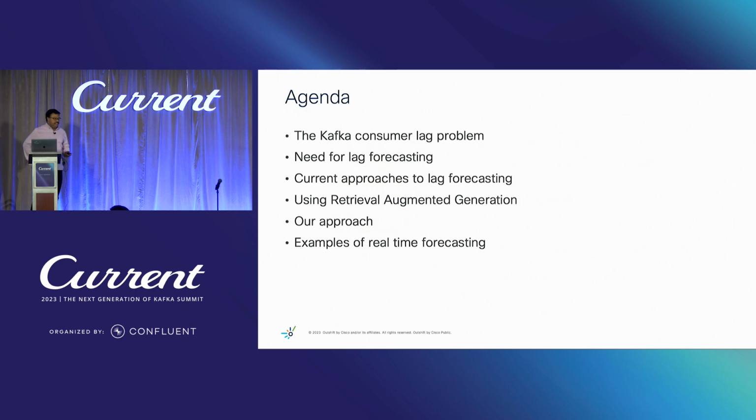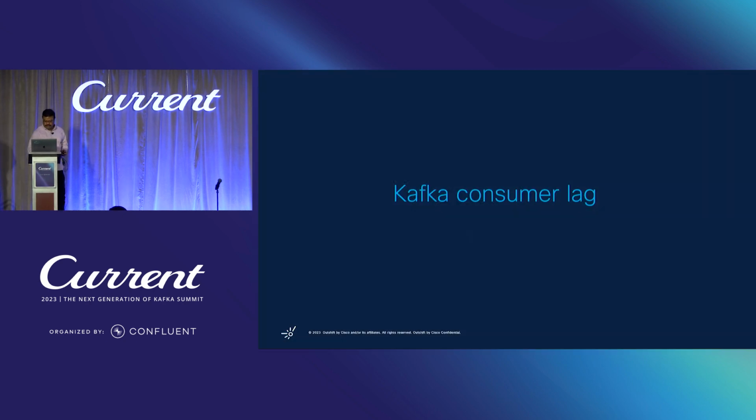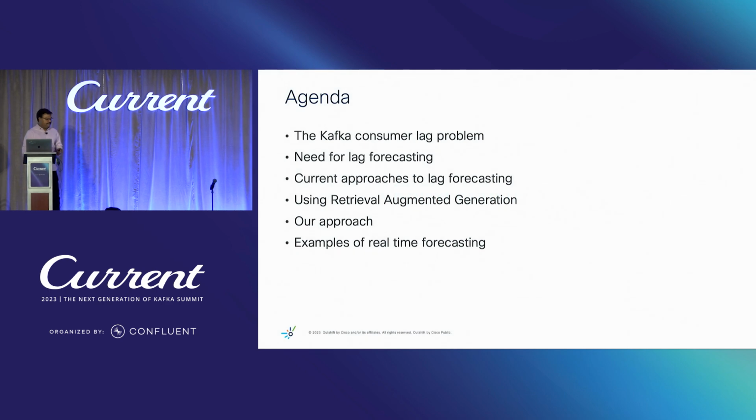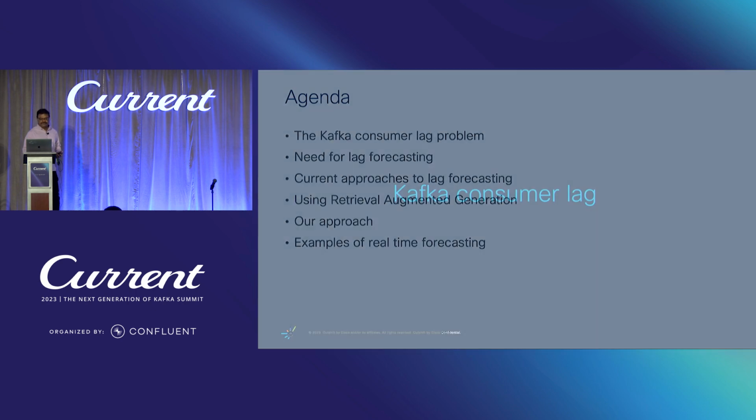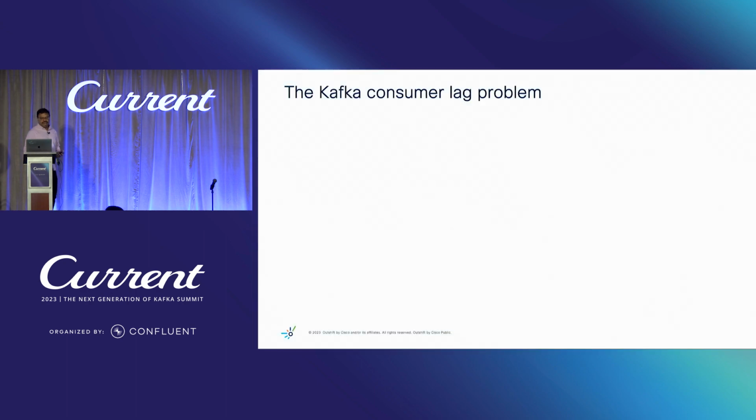In terms of agenda, we're going to look at the Kafka consumer lag problem, which I believe a lot of folks who have deployed Kafka in production and have been using it would have faced in real life, and why we need to forecast lag, what the uses of forecasting lag are, the current approaches to lag forecasting, and how we can use retrieval augmented generation to forecast lag. We're going to discuss in detail what our approach to lag monitoring is and also look at some examples for real-time forecasting. So what is Kafka consumer lag?